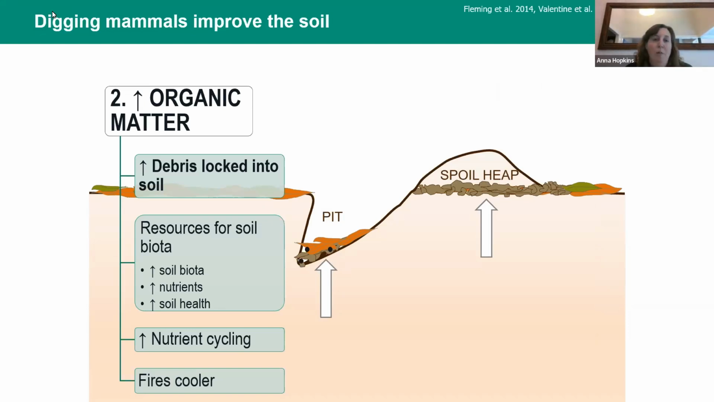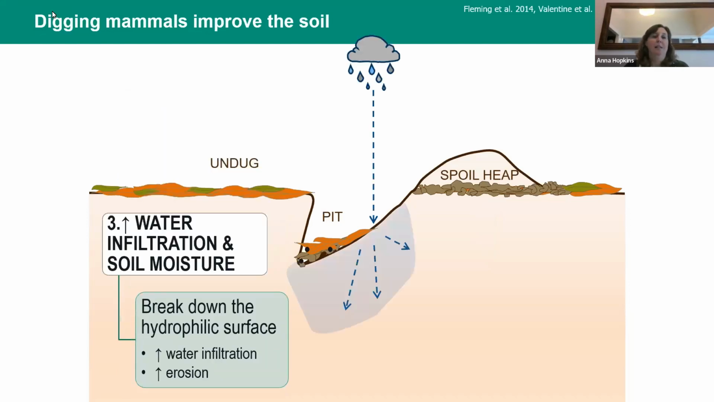Organic matter can also accumulate in the pit as well and break down much faster because it's nice and moist in there. So it's increasing the amount of organic matter that's in the soil, which increases soil health and the capacity for soil biota to persist in the soil. It also increases nutrient cycling. And there's been some really great recent work by Leonie Valentine showing that it can also lead to cooler fires because a lot of those surface fuels are being incorporated into the soil and so are not available for burning. As well as that, digging mammals can increase water infiltration.